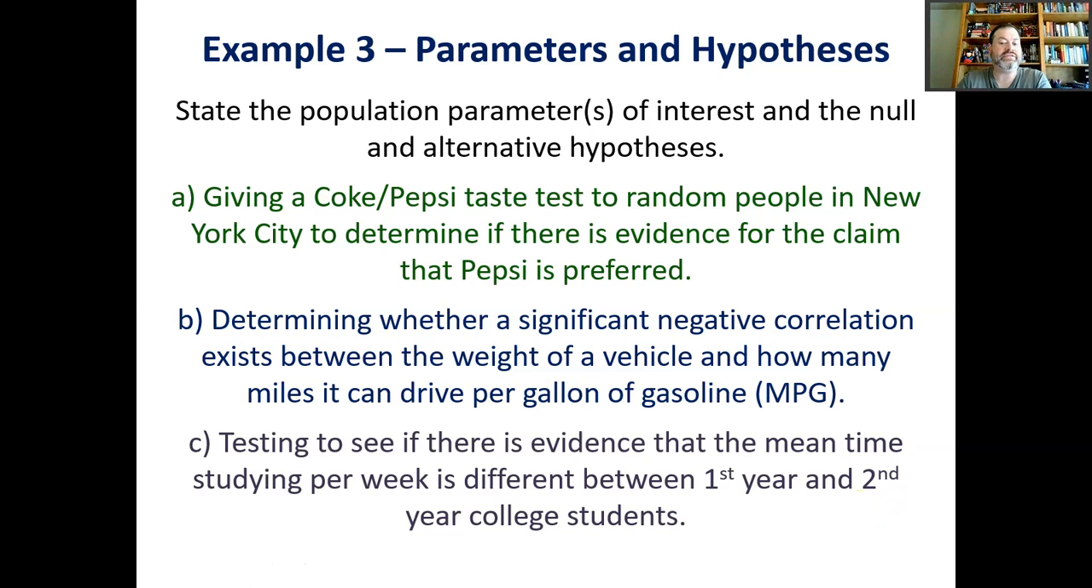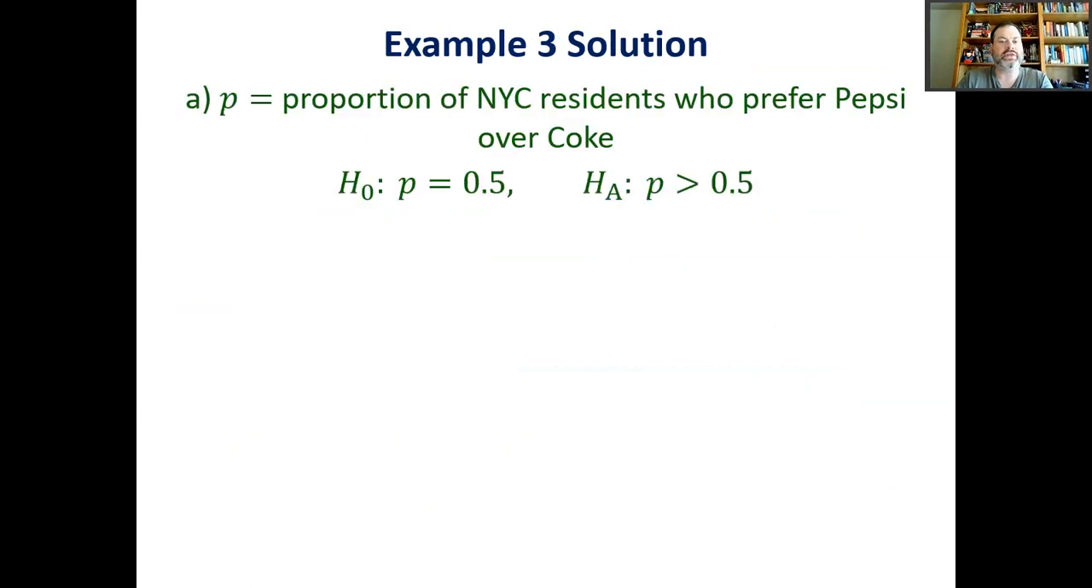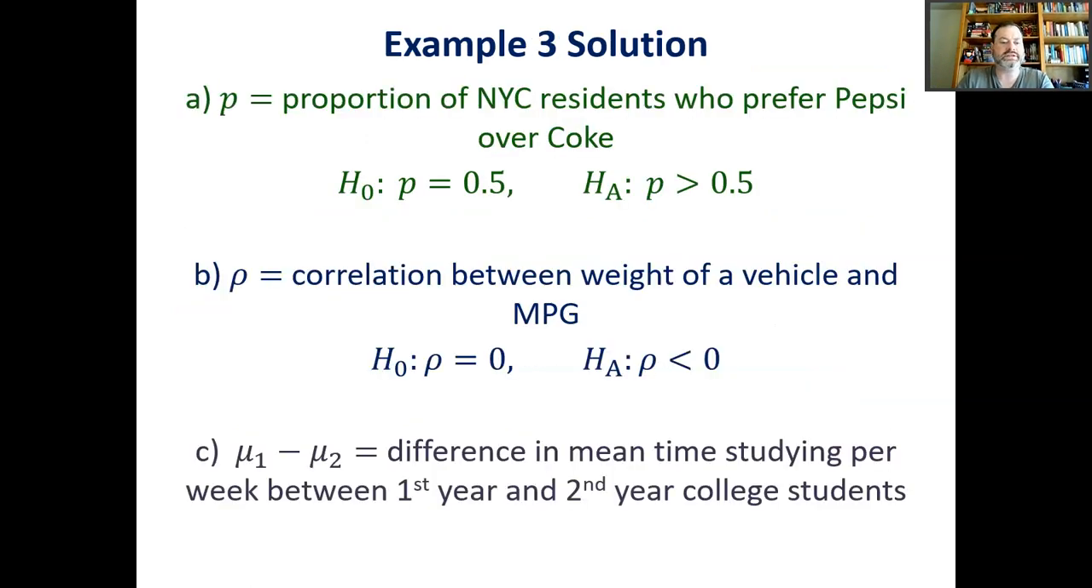That tells us that we have a categorical explanatory variable here, which is year in college. That tells us the parameter is mu1 minus mu2. And we'll just use 1 and 2 because it's first year, second year. That's easy to remember. So our parameter then is the difference in the mean study time per week. So what's our null hypothesis here? Well, the null is always mu1 minus mu2 equals 0. When you have more than one variable, it's always equals 0.